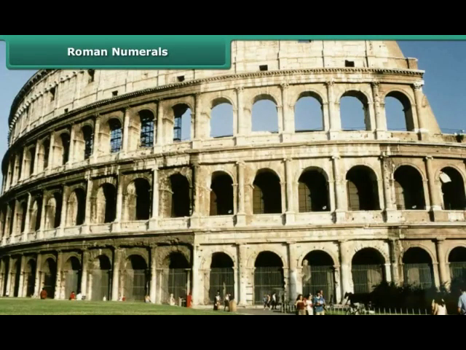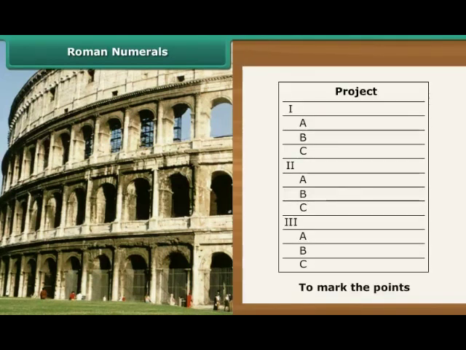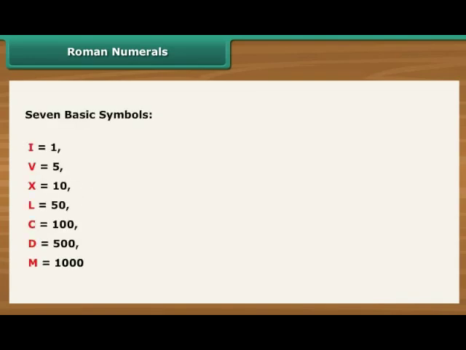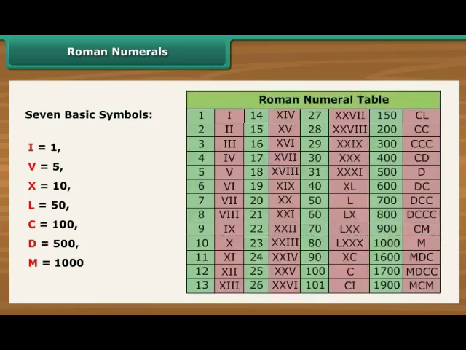Roman numerals. We use the Hindu-Arabic system of numerals. Another system of writing numerals is the Roman system. It is one of the oldest systems of writing numbers which is still prevalent at many places. Unlike the Hindu-Arabic numeral system, Roman numeral system uses 7 basic symbols to represent different numbers. The symbols are as follows. Look at the table of symbols.